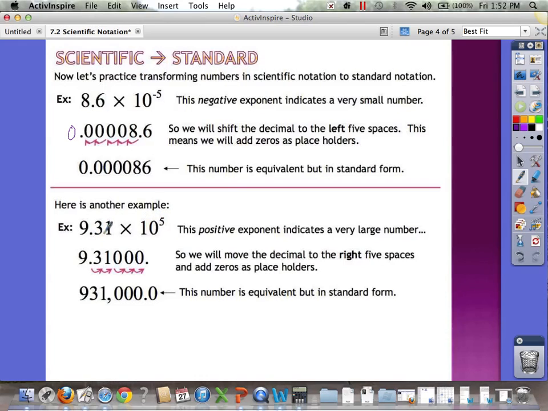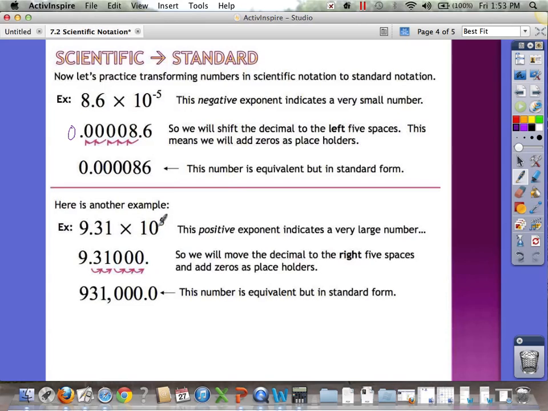So that's 1, 2, and then we have to add 3 zeros, 3, 4, 5, in order to get the 5 places. Okay, moving it to get your 5 places, and you put zeros in your placeholders. Then the decimal will end up at the very end, and you will have 931,000. You don't have to put the 0.0 on the end if you don't want to, but if you do, that's fine.